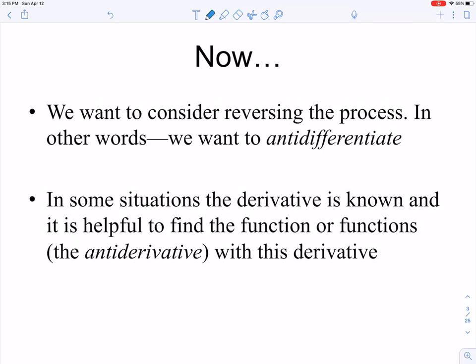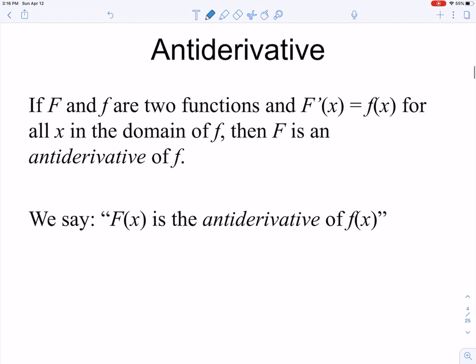Now we want to consider reversing that process. So when we've been finding the derivative of a function, we've said we've been differentiating. So in other words, we want to now anti-differentiate. In some situations, the derivative is known, and it can be helpful for us to find the function or functions with that derivative, or those functions being the antiderivative. So kind of just think of, we're going in the reverse now. You're given the derivative and you're finding almost like the original function.